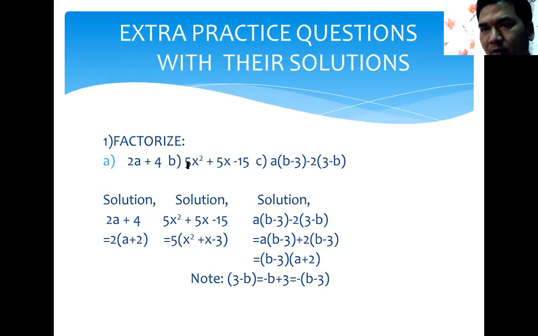Now for 5x squared plus 5x minus 15, write the solution and check whether there is a common factor. Here is 5 into x into x, here is plus 5 into x, and here is minus 3 into 5, that's 15. Among all three terms we find 5 as the common factor. That's why we take 5 as common, and here remains x squared, plus x, and minus 3. Now write the solution for the next one: write the question again, a into (b minus 3) minus 2 into (3 minus b).